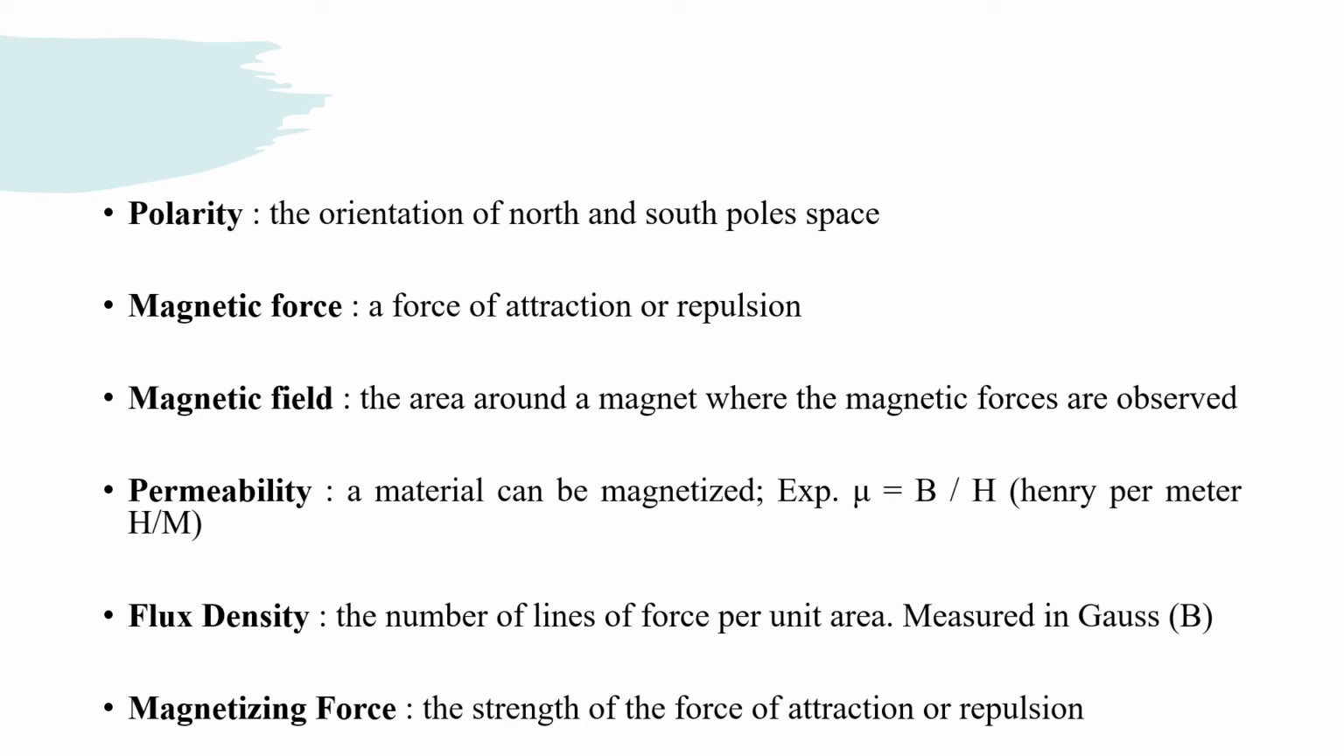Permeability. How much a material can be magnetized is called permeability. The mathematical expression is mu equals B by H, where mu means permeability, B means flux density, and H means magnetic force.